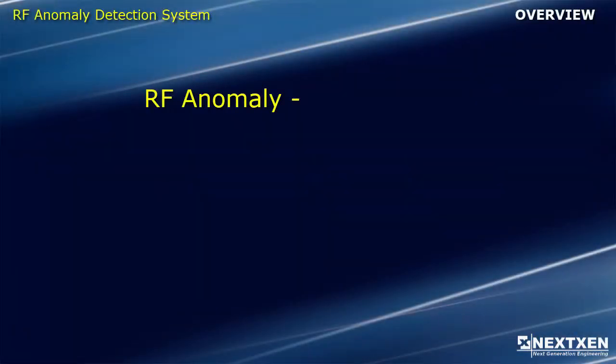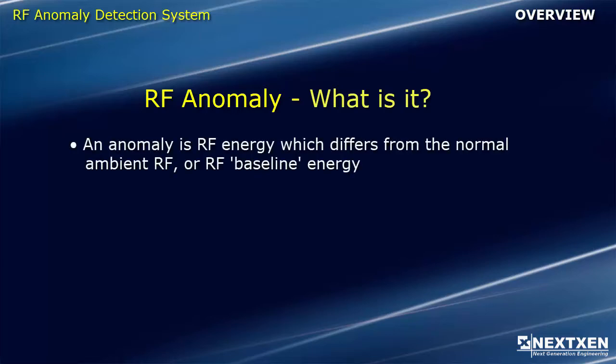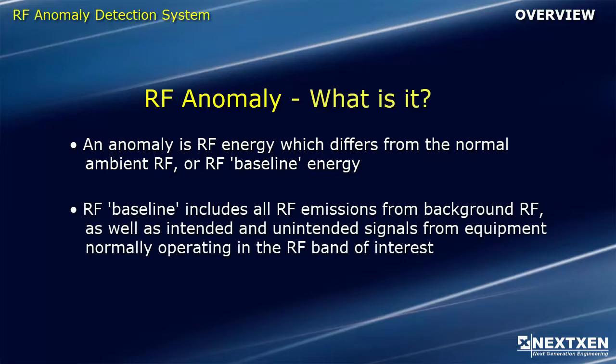So, an RF anomaly. What exactly is that? Well, an RF anomaly is some kind of RF energy in a band of interest which differs from the normal ambient RF energy in that band, or what you might consider the baseline RF energy. This RF baseline includes all the RF energy from background RF, as well as any intended or unintended signals from equipment normally operating in that RF band of interest. Another way of thinking about it is that an anomaly is typically considered something which deviates from the norm.